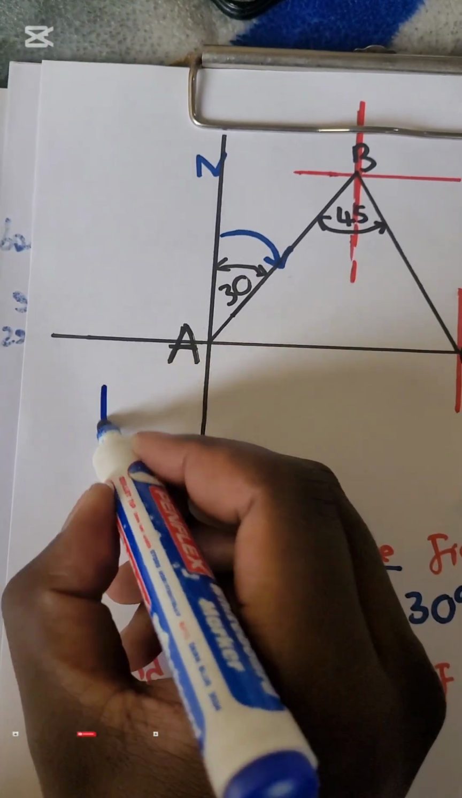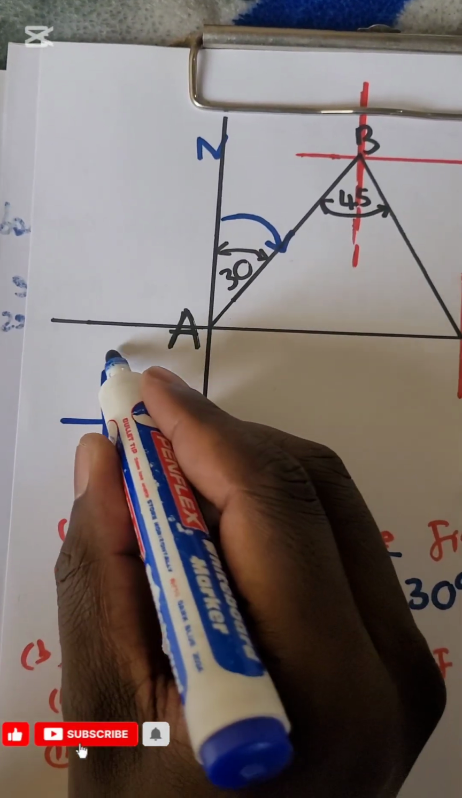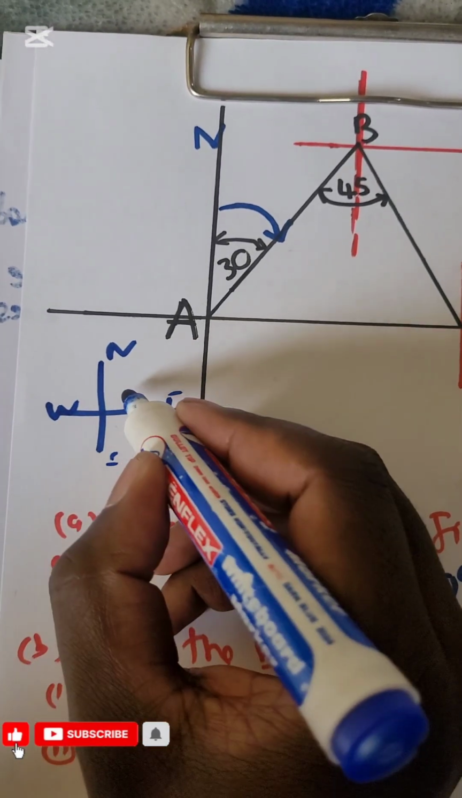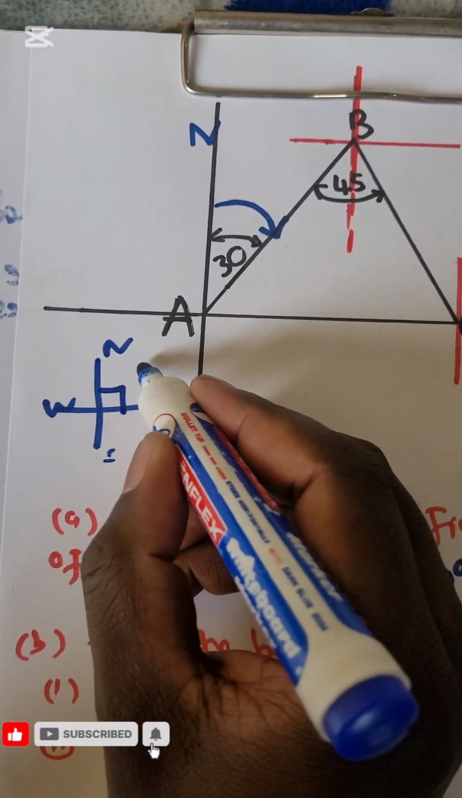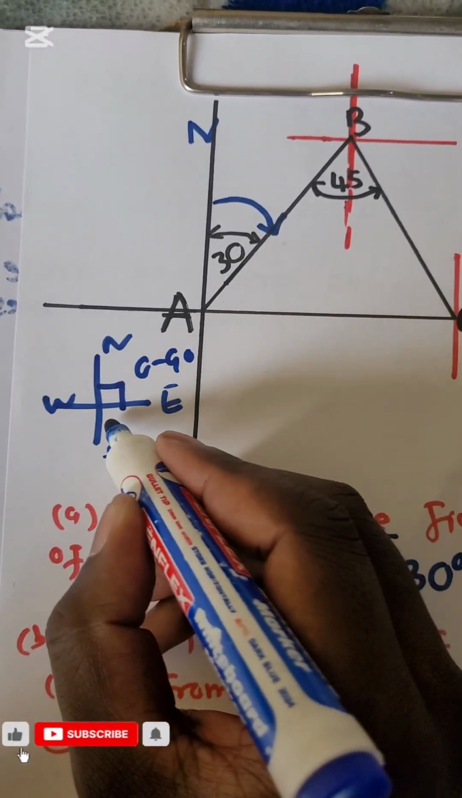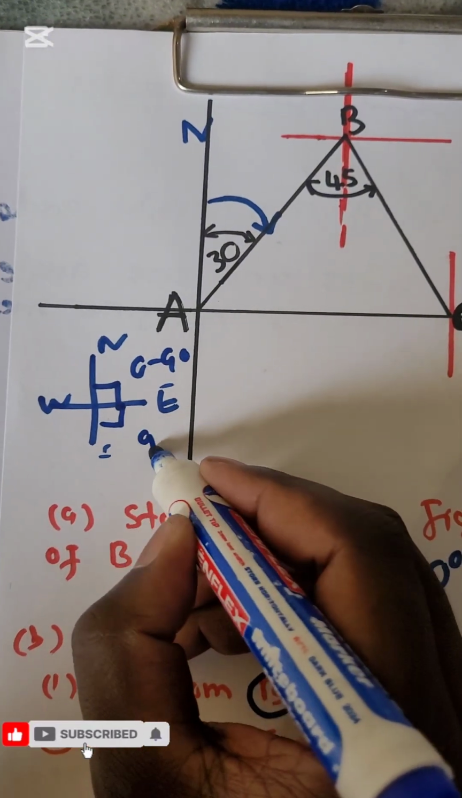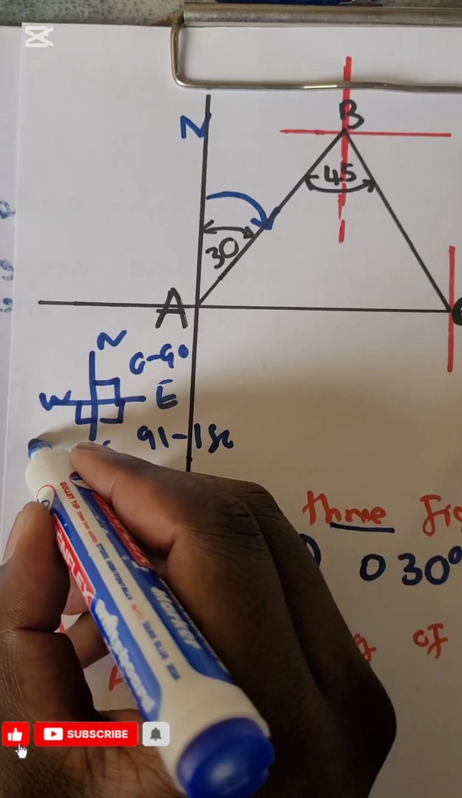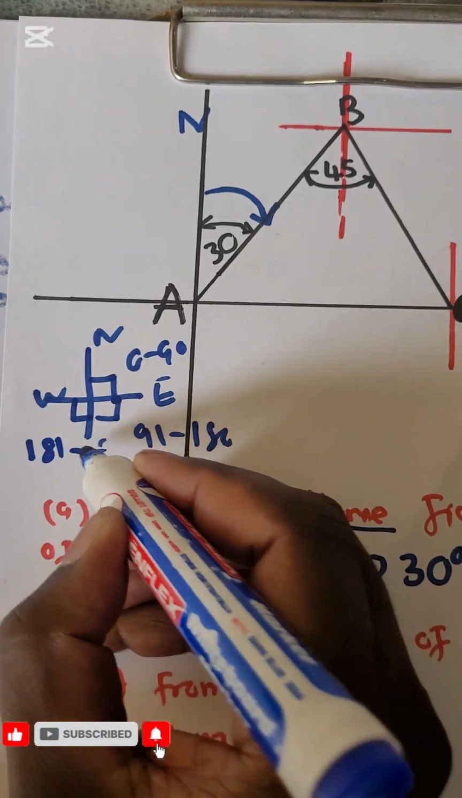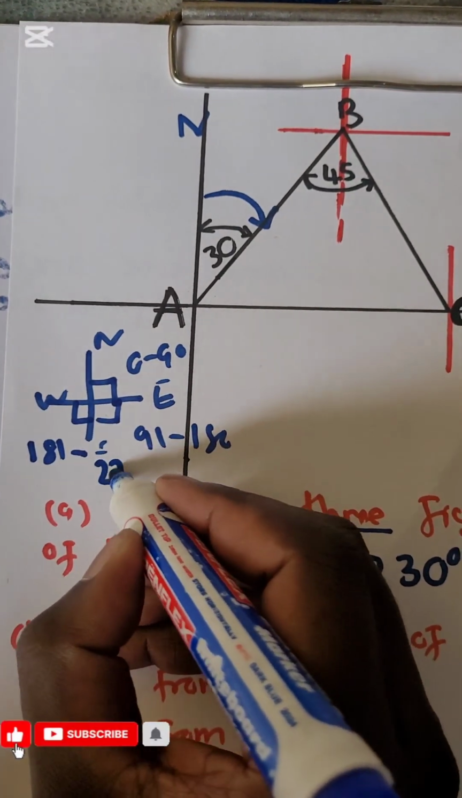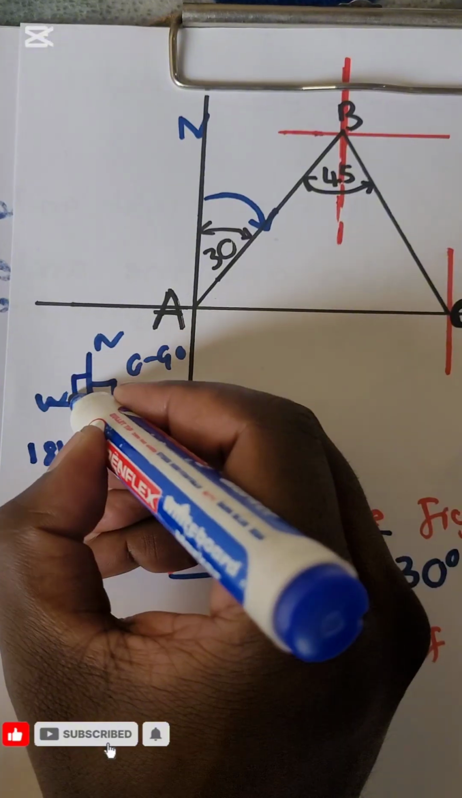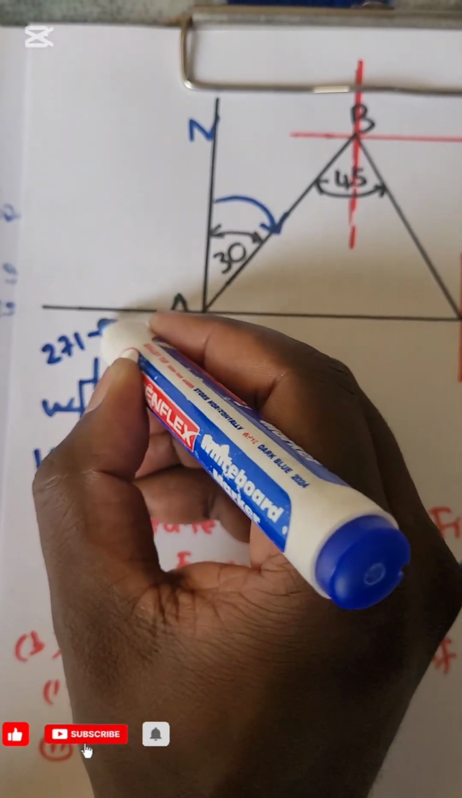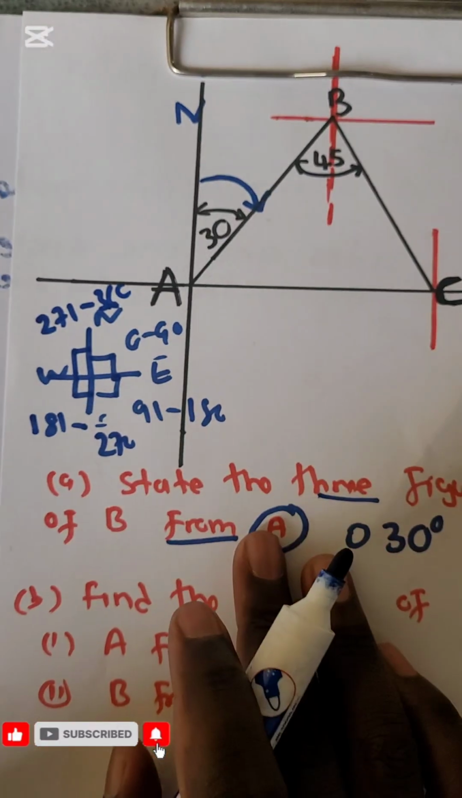We have what we call quadrants right here. So that's north, that's east, that's west and south. The first quadrant ranges from 0 to 90 degrees. Then the second quadrant is 91 to 180. The third quadrant is 181 to 270. Then the last quadrant, the fourth quadrant, ranges from 271 to 360.